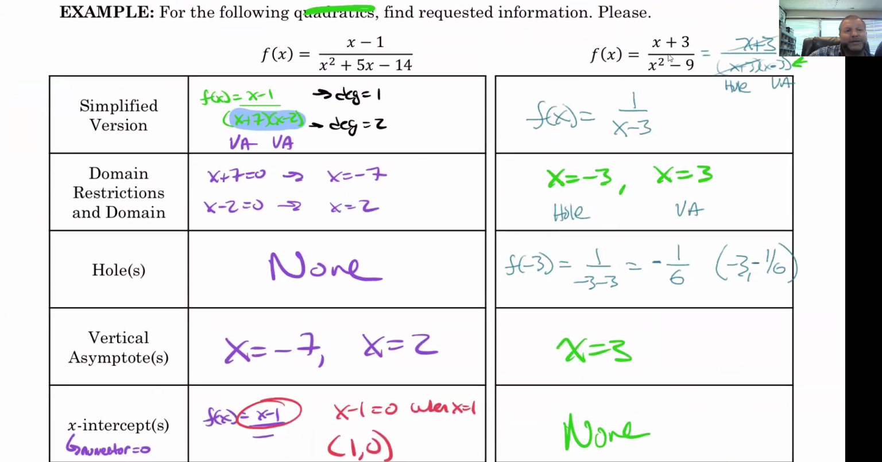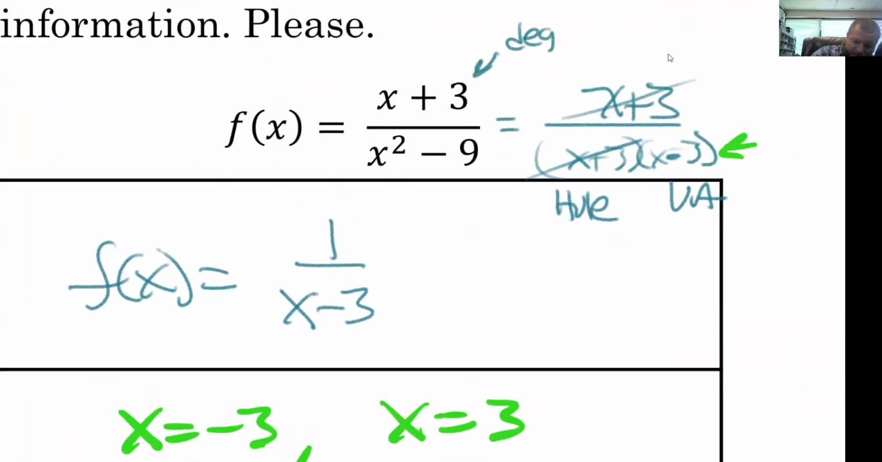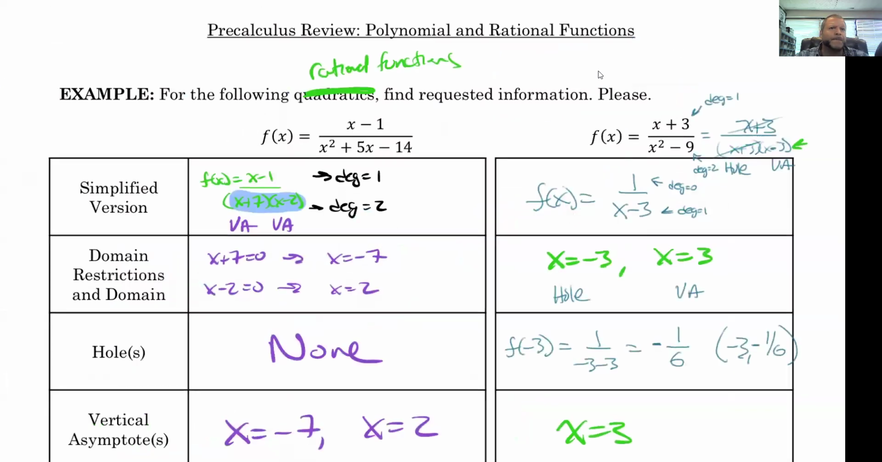And my horizontal asymptote, again, doesn't matter if I look at the original function or the simplified version. We're going to get the same thing either way. If I look at this one, the top degree is equal to 1 and the bottom degree is equal to 2. So the bottom dominates the top. We're going to get 0 as a horizontal asymptote. Alternatively, my degree is 0 and my degree is 1, same thing. The bottom dominates the top here.